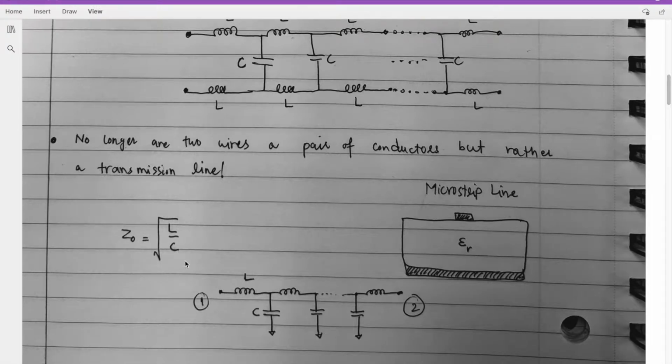To understand this expression, let's take an example of a microstrip transmission line, where we can assume that the ground plane is ideal because this metal is very wide and continuous. So if it is an ideal ground plane, that means we can ignore the self-inductances of the bottom bar. So this microstrip transmission line can be reduced to this equivalent circuit where these inductors are coming from the top metal and these capacitances are from the top metal to this metal.